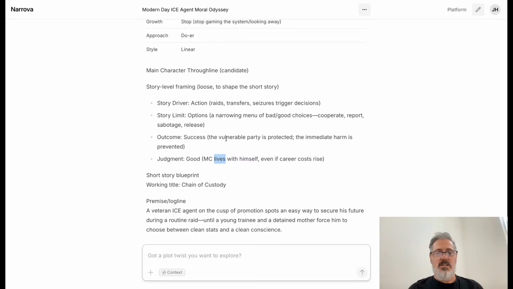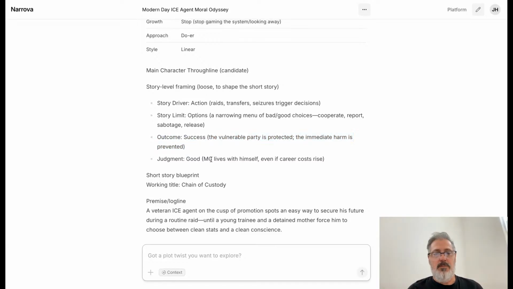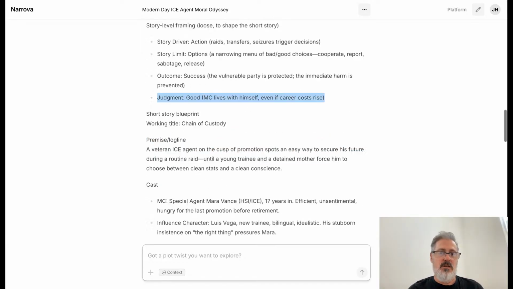Success, the vulnerable party is protected. So there's other stuff about the objective story, but we're not even going to really get into that. But there's enough of a connection in this story form where even if you don't know the bigger picture, you know that probably ended in success, even though that wasn't even described to you. Eventually, the main character lives with himself, even if career costs rise.